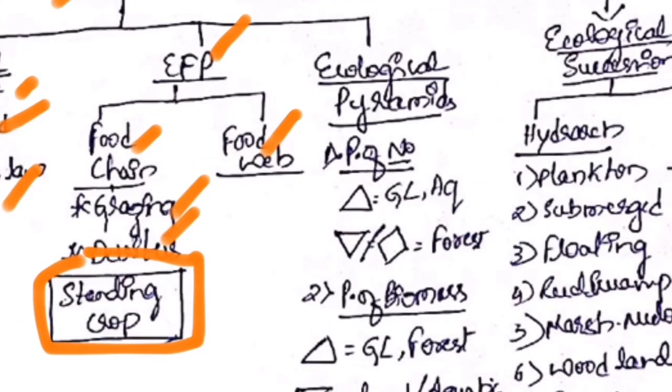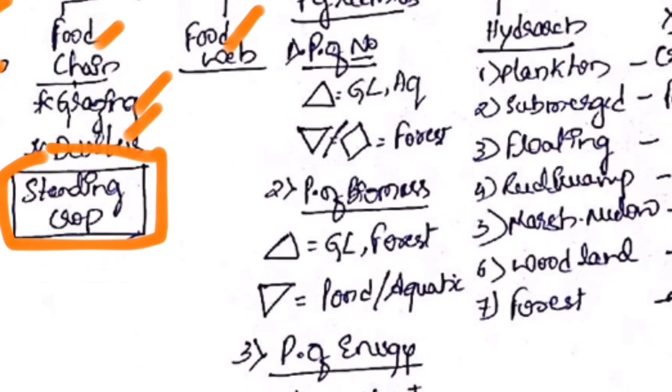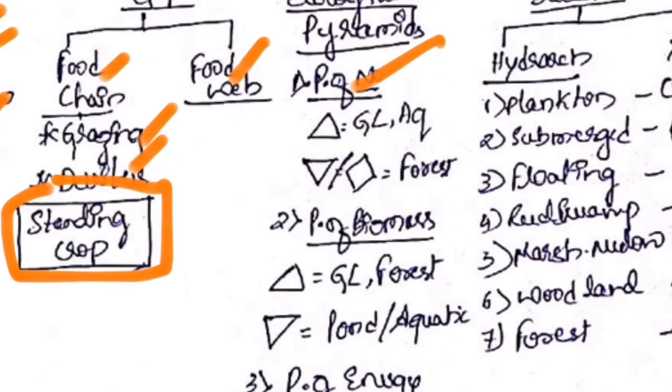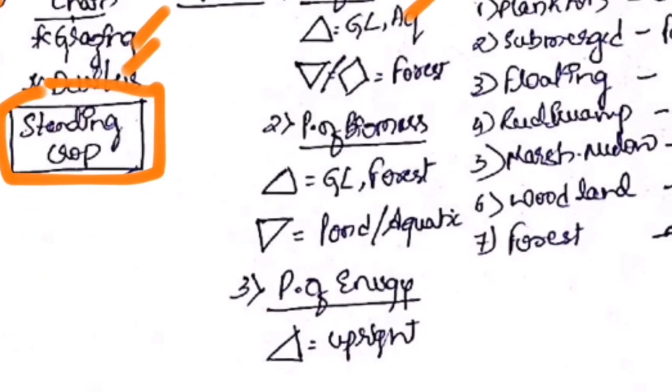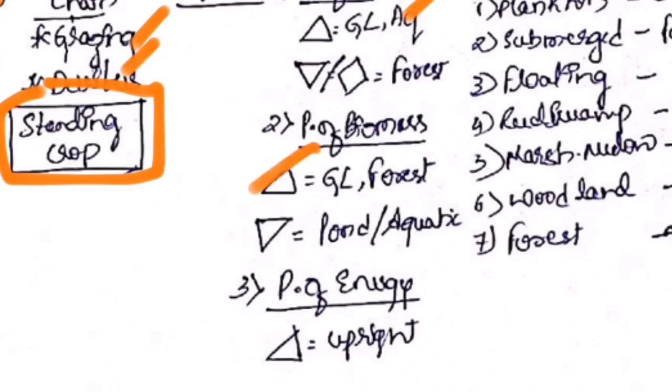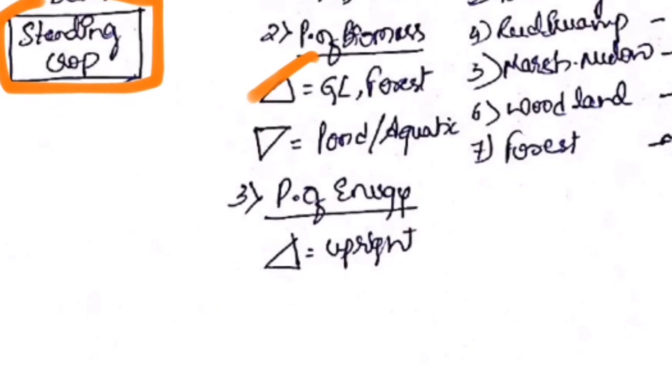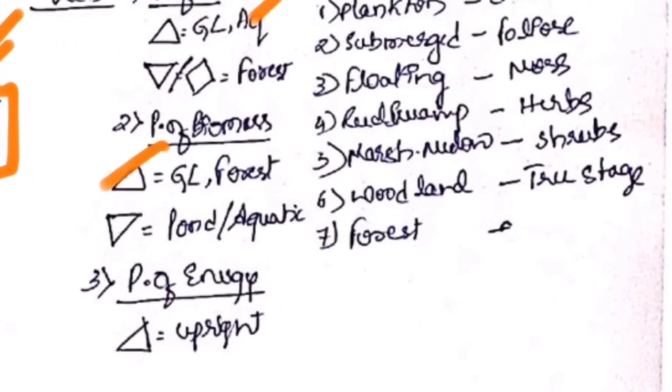Basically we studied 3 ecological pyramids. First, pyramid of number. In grassland and aquatic ecosystem, it is always upright, whereas in forest ecosystem, it is either inverted or spindle. Next is pyramid of biomass. In grassland and forest ecosystem, it is upright, whereas in aquatic ecosystem, it is inverted. Next, we started with pyramid of energy. It is always upright in all the ecosystems.